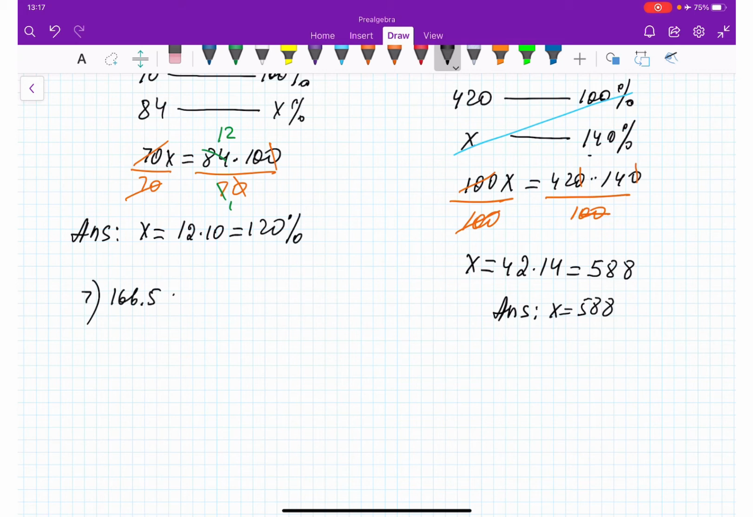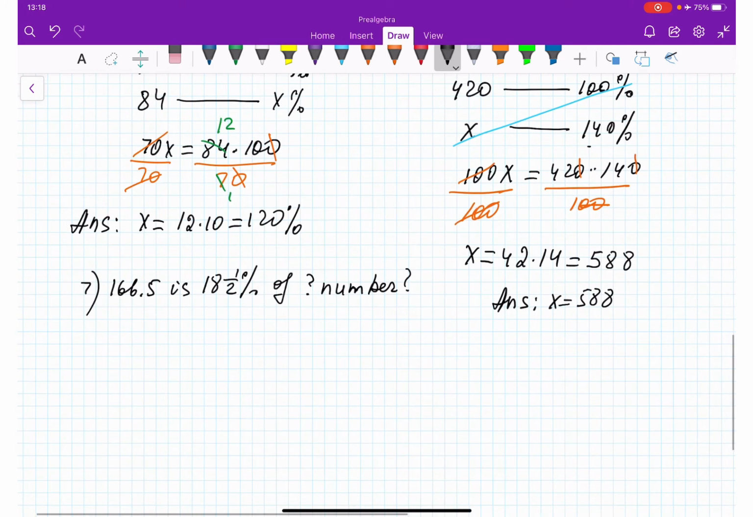$166.5 is 18.5% of what number? Okay, so 166.5 is 18.5%, which means the X number that we are interested in, of what number, is going to be our 100%.